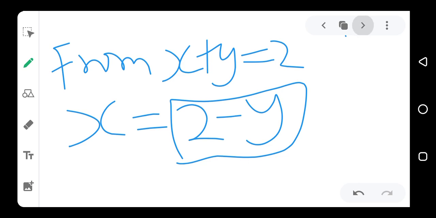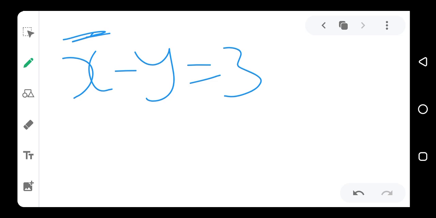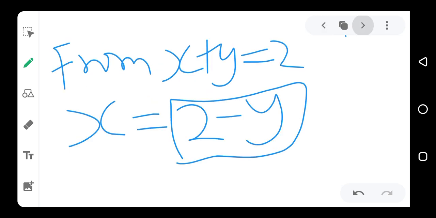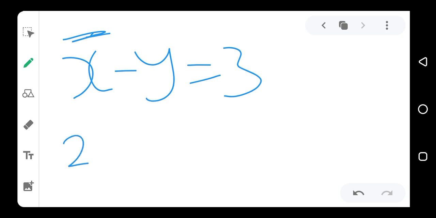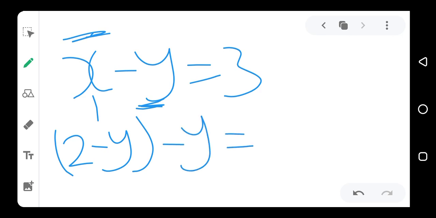So from this, we now say that 2 minus y, this 2 minus y is representing x, because x is equal to this. So 2 minus y, then minus this y. This one is the main y in the equation, is equal to 3. I hope you understand this.